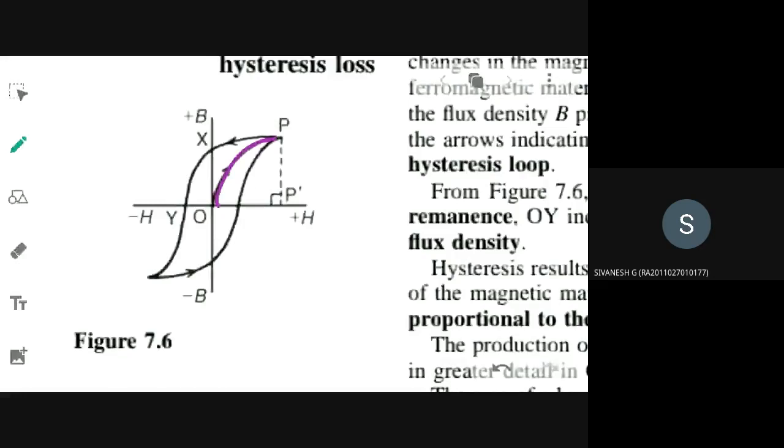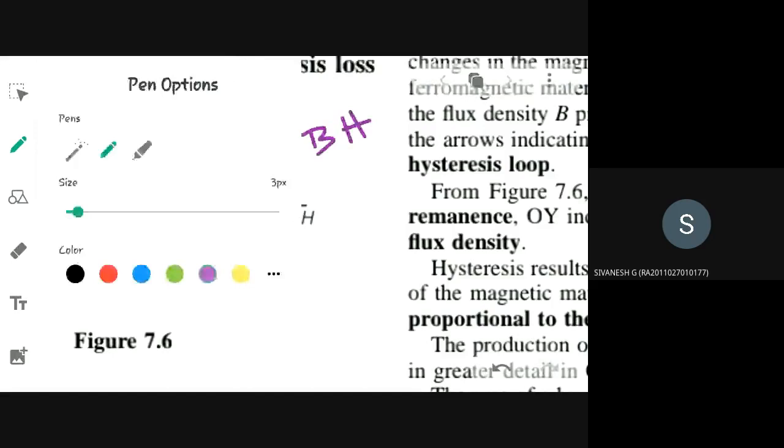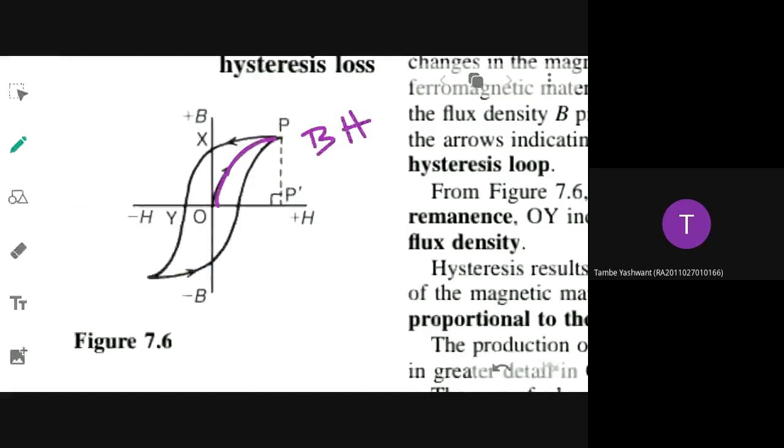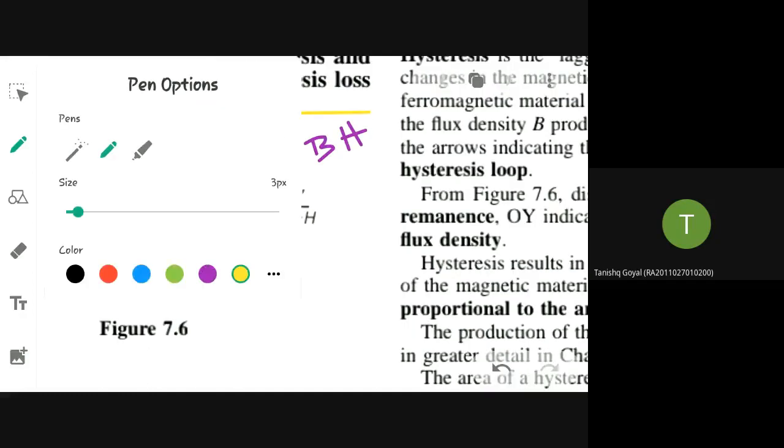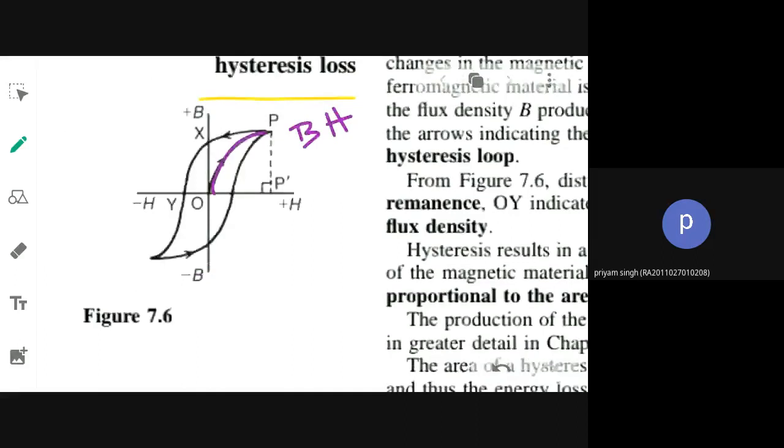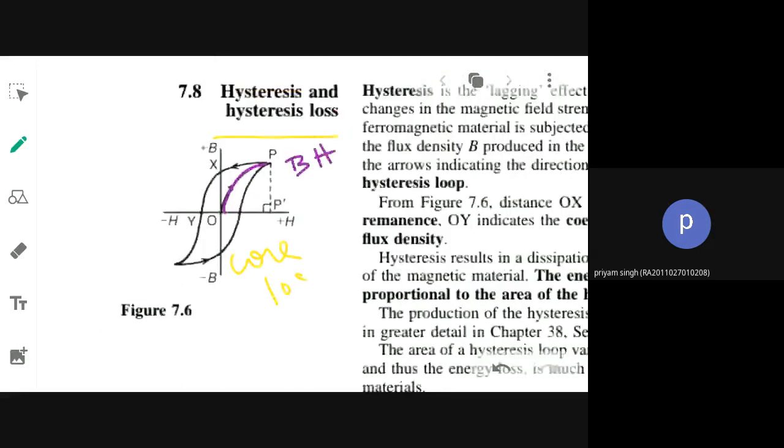And if you measure the area under this curve, it will give rise to one loss. What is the name of the loss? Hysteresis loss. There are two types of losses. Apart from hysteresis loss, one more magnetic loss is also there, eddy current loss. Do you know eddy current? Yes, ma'am, I heard of it. Ma'am, are you talking about core losses? Yes, core losses are magnetic.